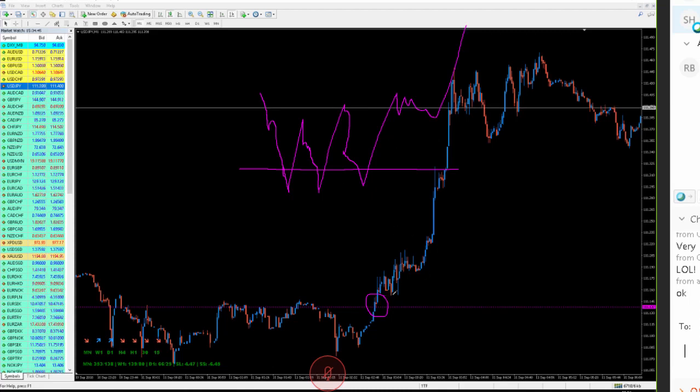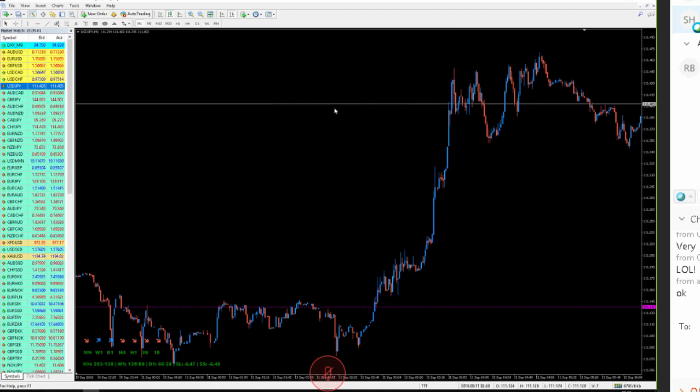This is also an interesting one because this is kind of a bigger move, and then a pullback, and then release. This is again 1-minute price action, so it's pretty tiny.